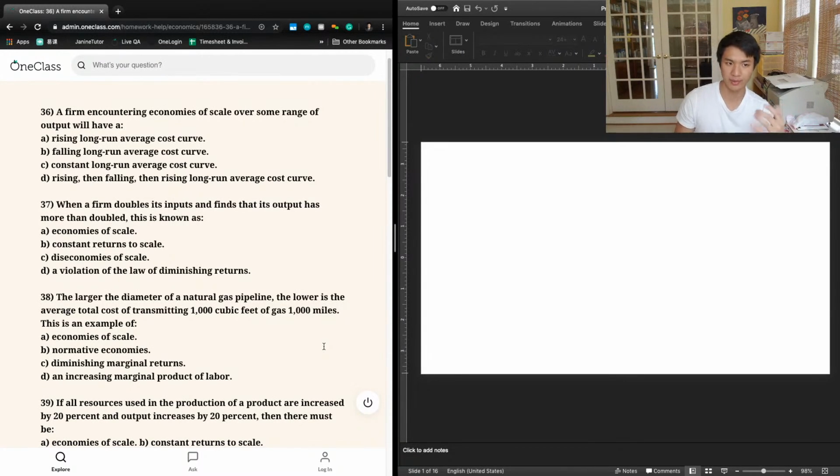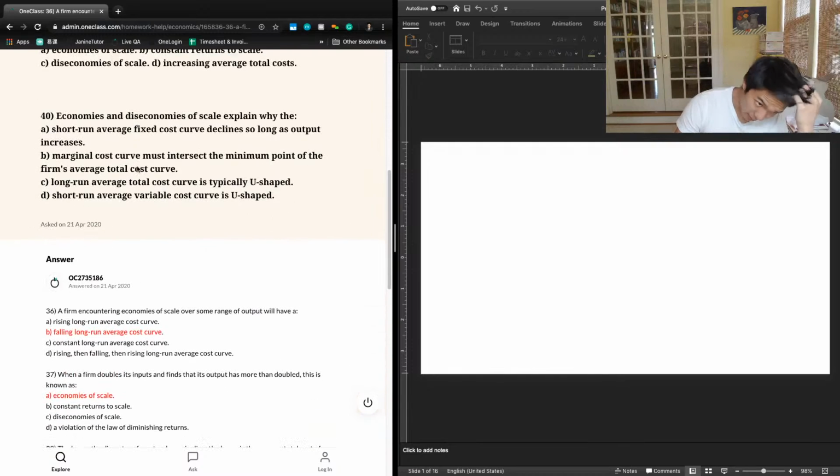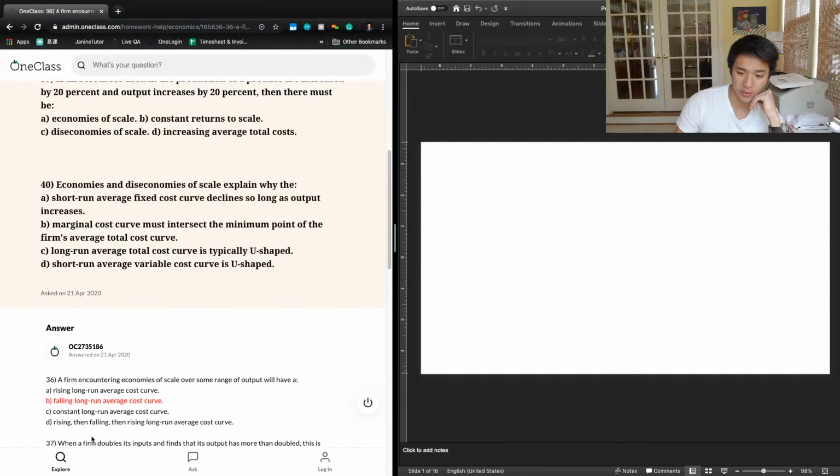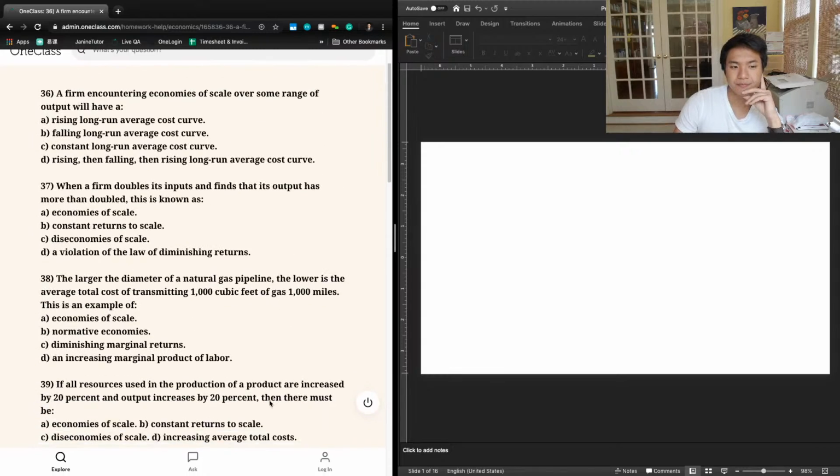units of production. So going back to this question, if you're encountering economies of scale, that means you are in that range in which your cost curve is falling. And so we would say that answer choice B is the best answer here. A firm encountering economies of scale over some range of output will have a falling long-run average cost curve. And so that would be our best answer here. Taking a look at the previous year's answer, they also put B, and so we're all set there.